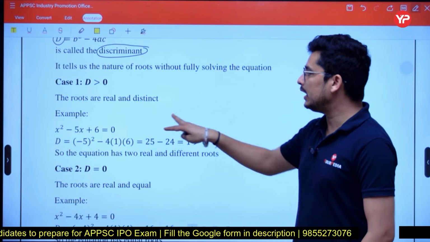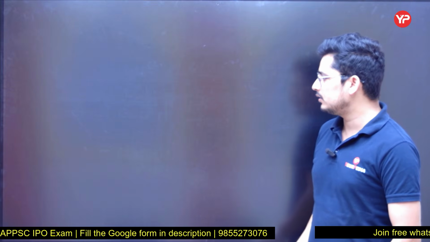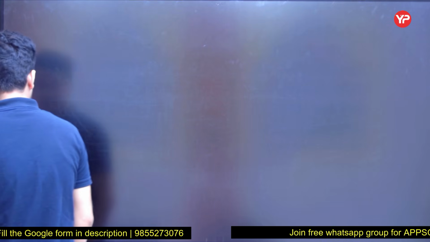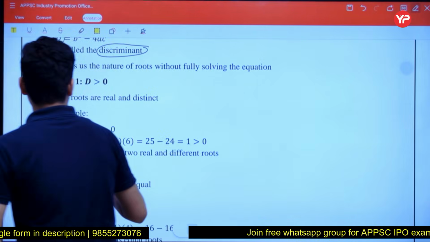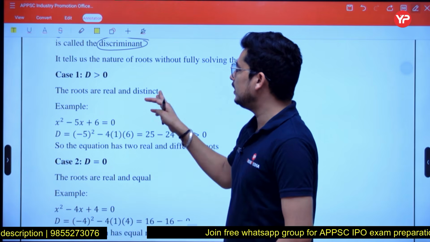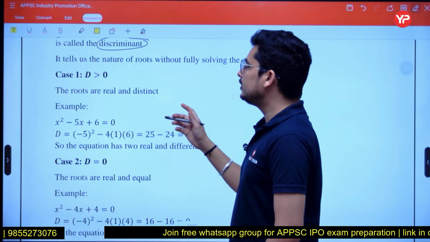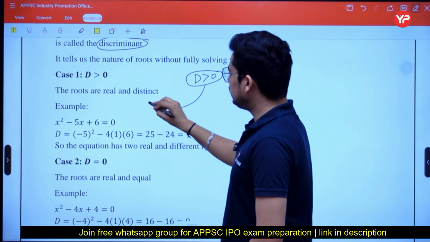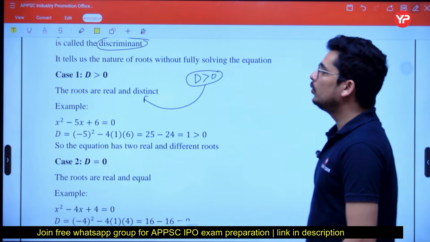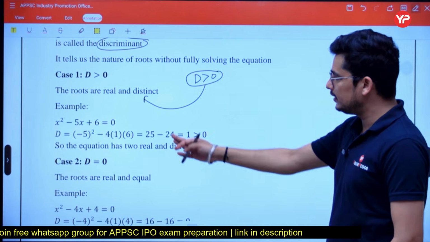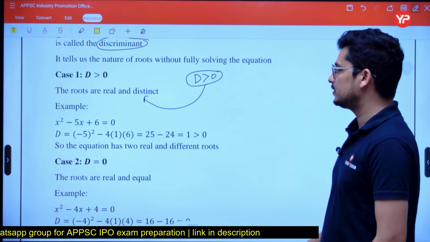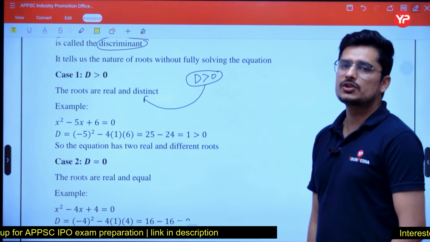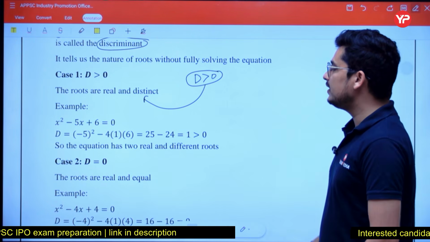Now, if your roots are real and distinct, then your D value is greater than 0, right? If your D value is greater than 0, then we can say that the roots are real and distinct. Like in this case, if you calculate the D value, that is 1. So the given equation has roots that are real and distinct.